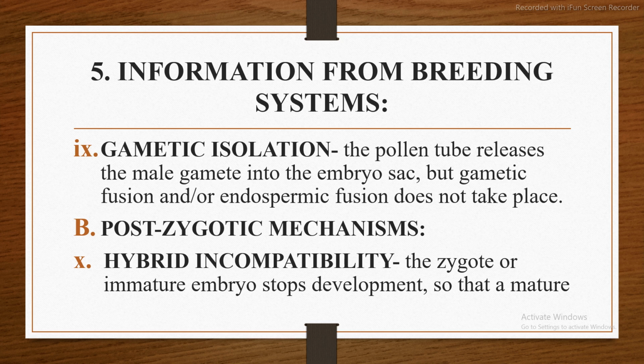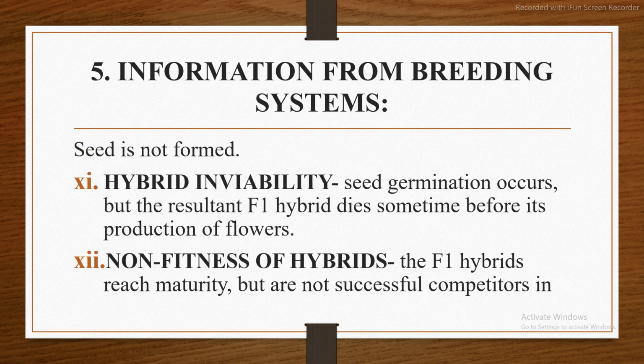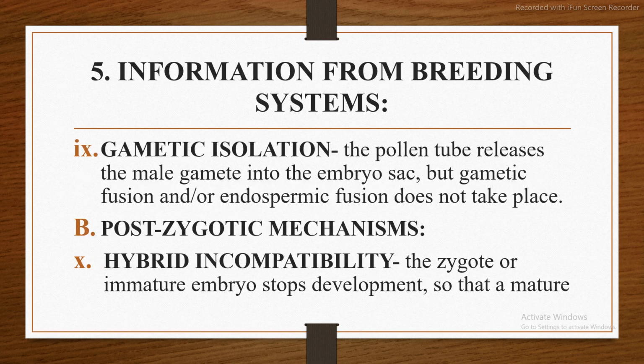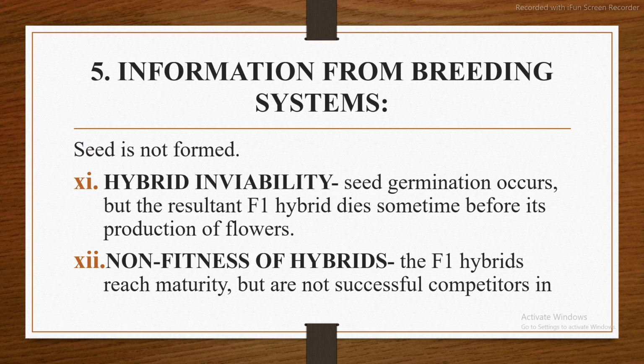First is hybrid incompatibility. The zygote or immature embryo stops development so that a mature seed is not formed. So this is called hybrid incompatibility. Next is hybrid inviability. Seed germination occurs but the resultant F1 hybrid generation dies sometime before its production of flower, and this is called hybrid inviability.